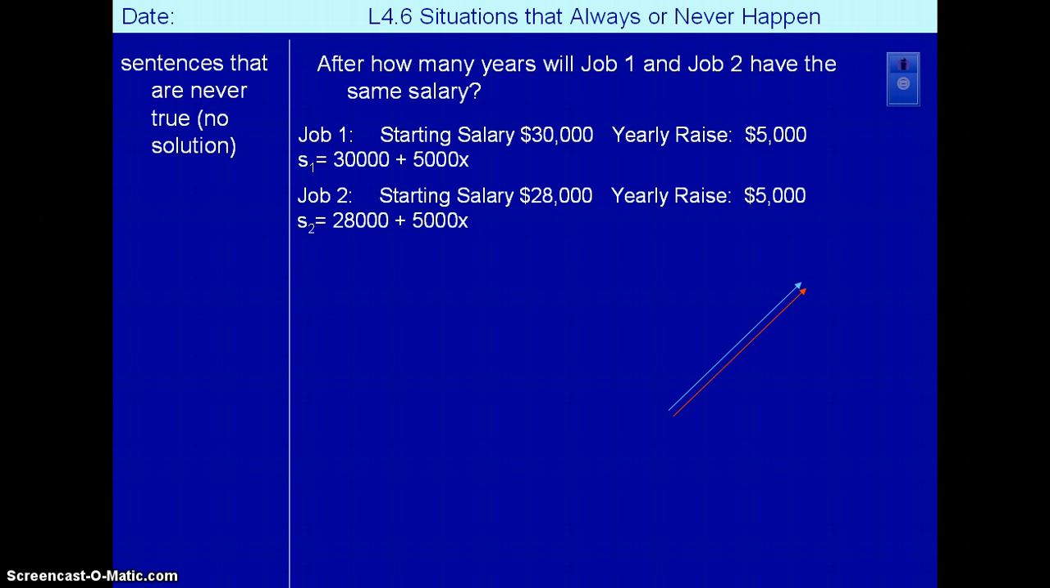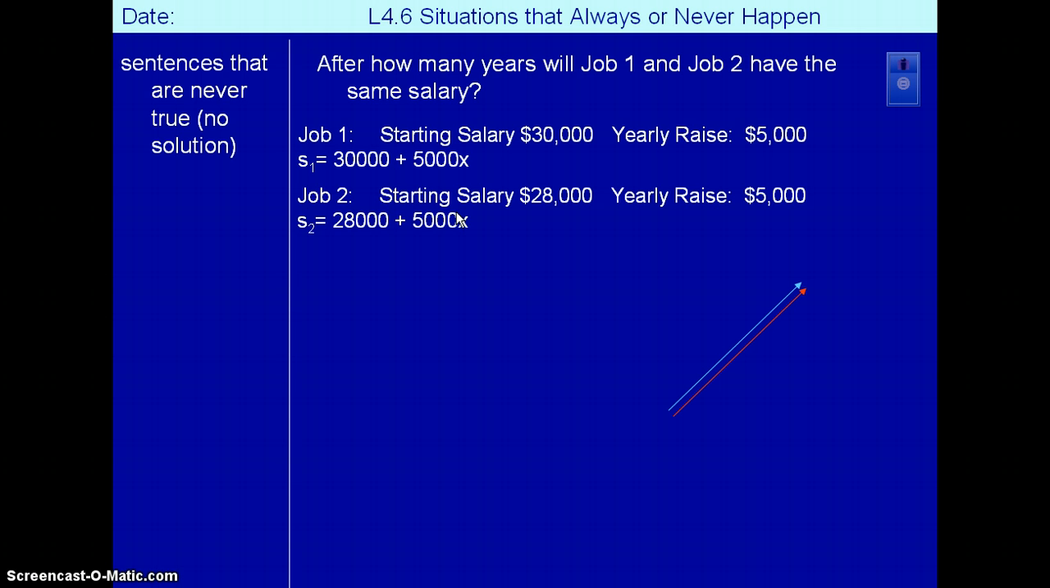So let's start out with sentences that are never true, where there is no solution. We're going to go back to our job situation with job 1 and job 2. We've got our equation that represents a salary for job 1 and our equation that represents a salary for job 2. It looks like our y's have been replaced with x's. No big deal. We'll just go ahead and use our x.